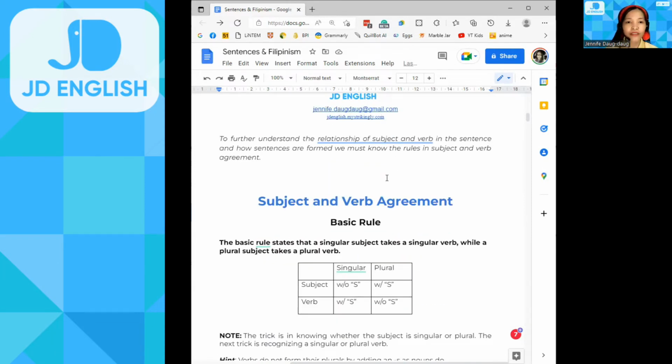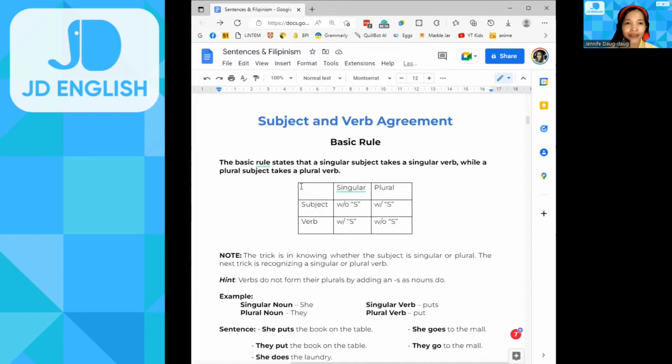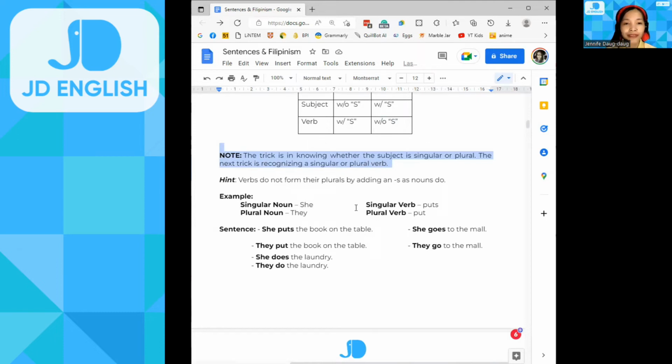So, to further understand the relationship of subject and verb in the sentence and how sentences are formed, we must know the rules in subject and verb agreement. So let's have subject and verb agreement. Now we are going to talk about the rules of subject and verb agreement. So the basic rule states that a singular subject takes a singular verb, while a plural subject takes a plural verb. Okay, so please take a note.